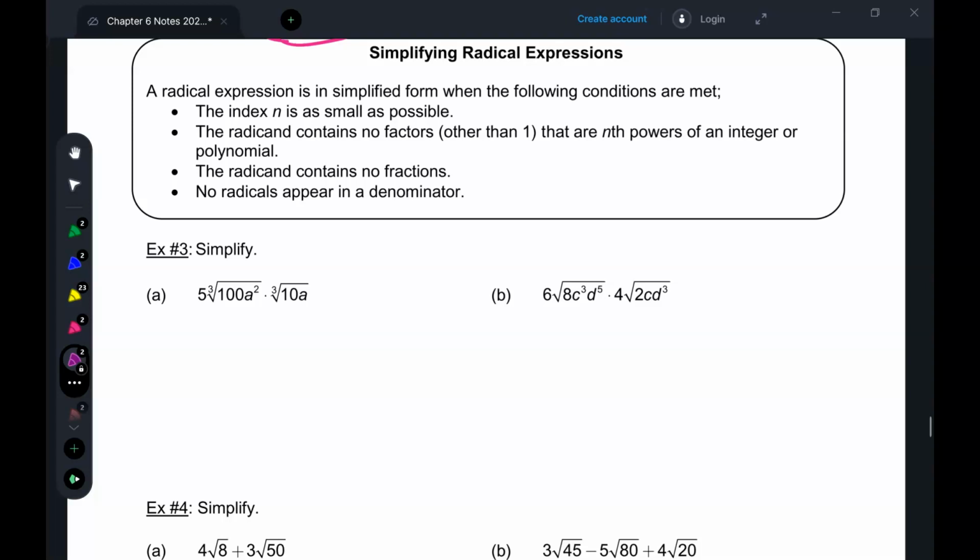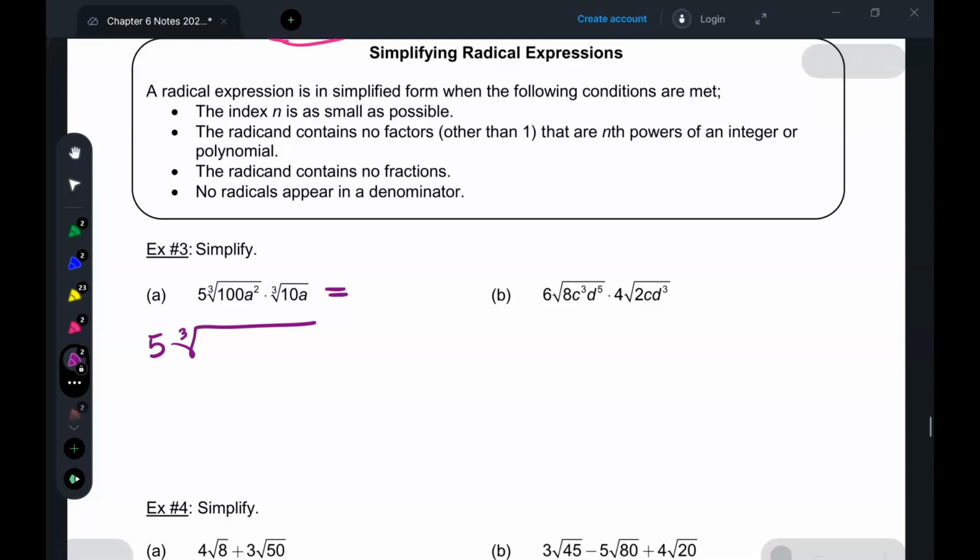Okay, let's take a look. Simplifying radical expressions. Okay, remember how before we broke them apart? Could we also combine them? Yeah. So let's see here. First of all, there's a 5. I'm just going to leave that 5 out here.